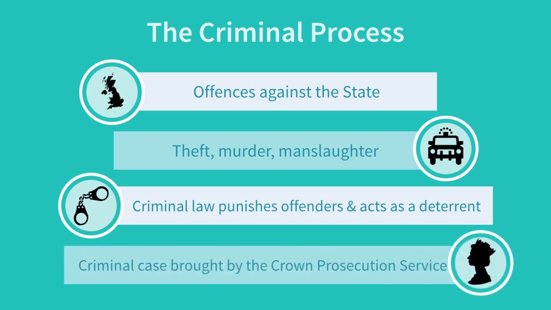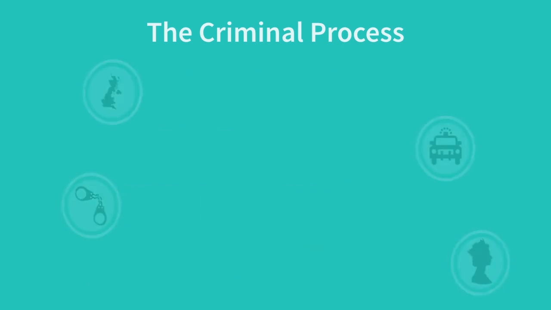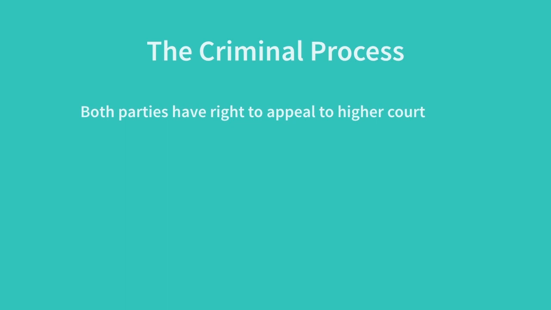A criminal action is brought by the Crown Prosecution Service on behalf of the state. This is usually brought following a police investigation and arrest. The accused is entitled to free legal aid in order to assist his or her defense where they are from a low-income background. This is done to ensure fairness in the criminal system. Either party in a criminal case may appeal to a higher court against the decision.